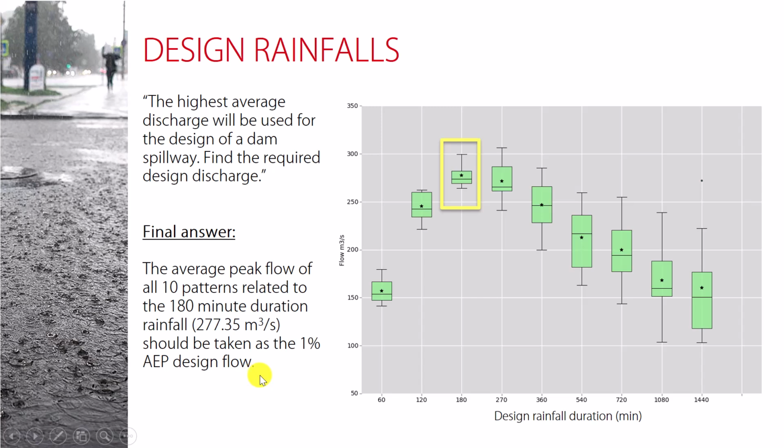So this is the general procedure to find the design flood. Now, what we'll be looking at next is how to transform the rainfall event into runoff. We'll be looking at some methods to generate that design flood using design rainfall as input.